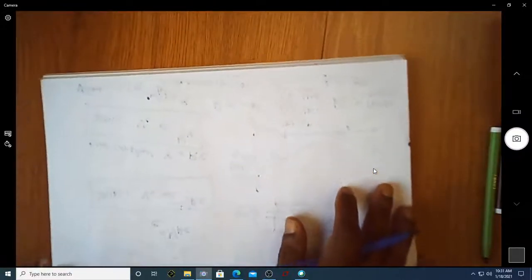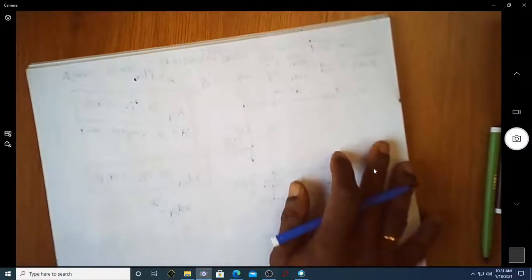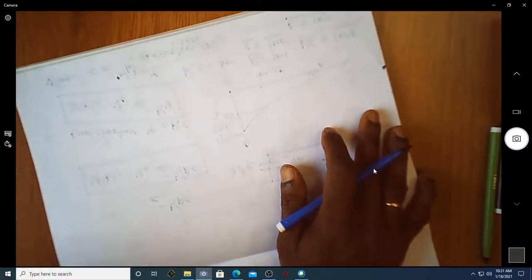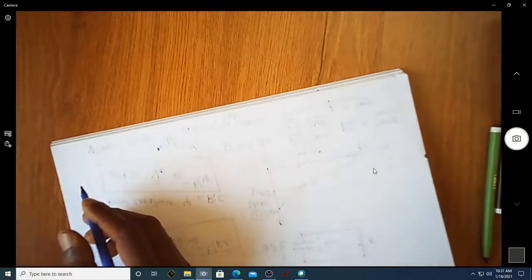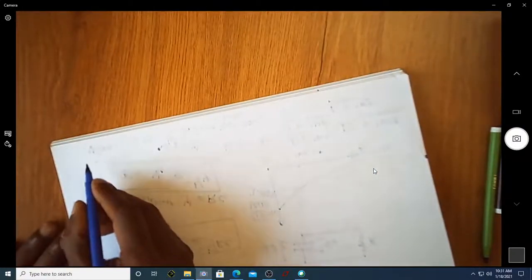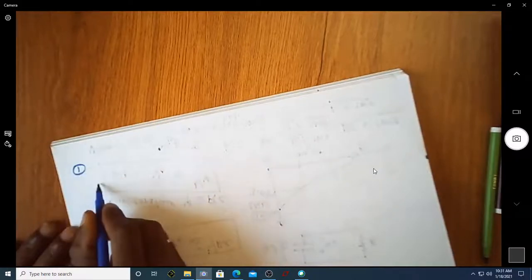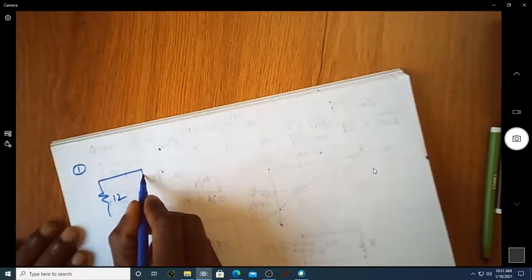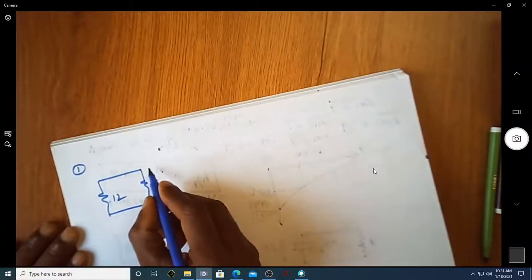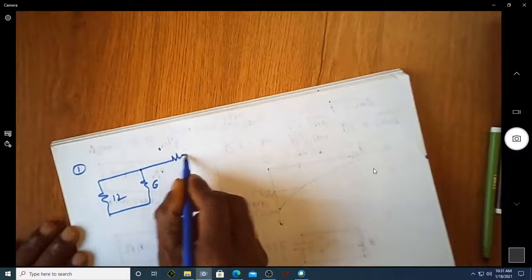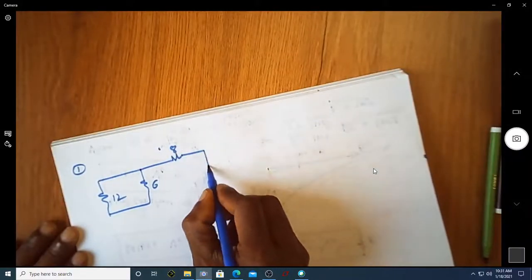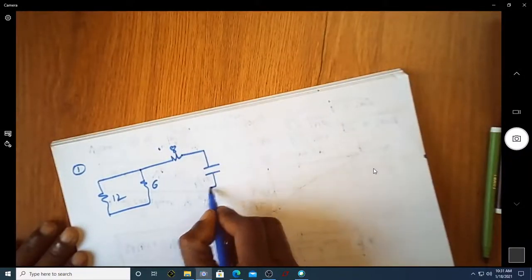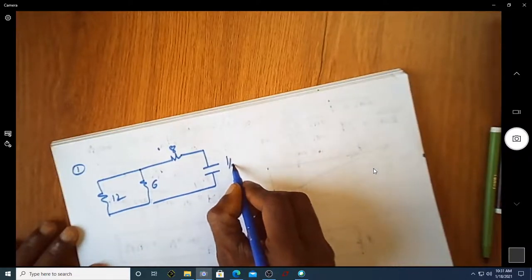So after understanding this particular expression for the capacitor voltage whenever it is connected to a resistor of value R, let us take up this example and try to apply those equations and try to understand it better. In this first example, we are given a 12 ohm resistor and a 6 ohm resistor, and then we have an 8 ohm resistor connected here and a capacitor of value 1 by 3 farad.